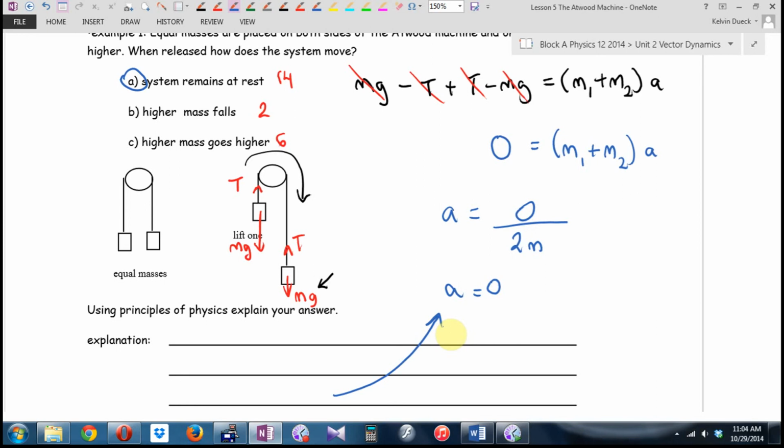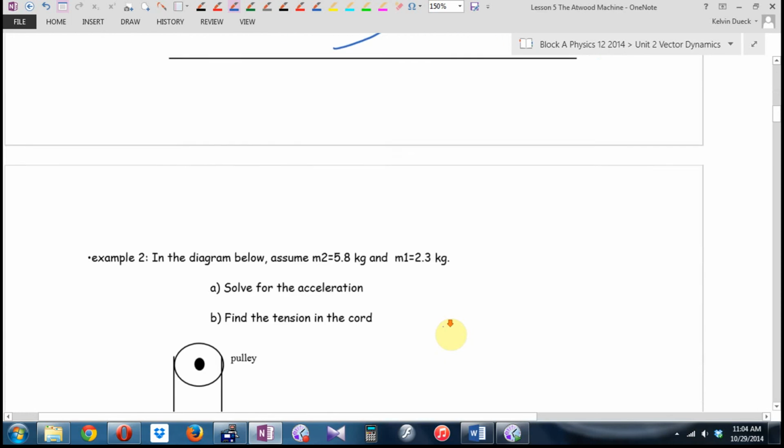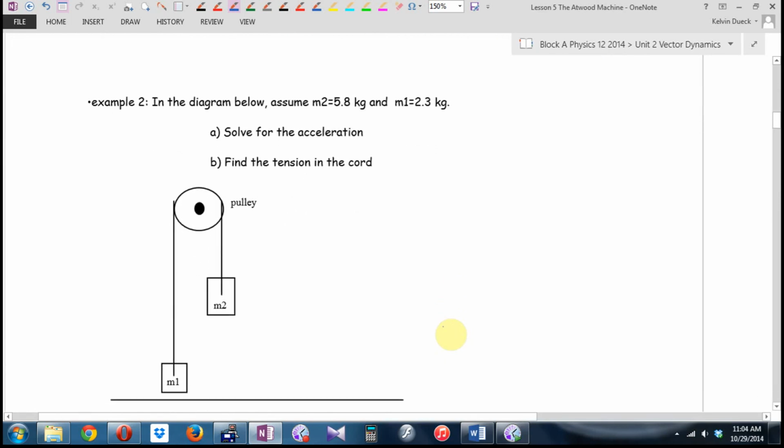What if the masses are uneven? Then you're going to accelerate. Example 2. In the diagram below, assume M2 is 5.8 and M1 is 2.3 kilograms. A says, solve for the acceleration. B says, find the tension in the cord.